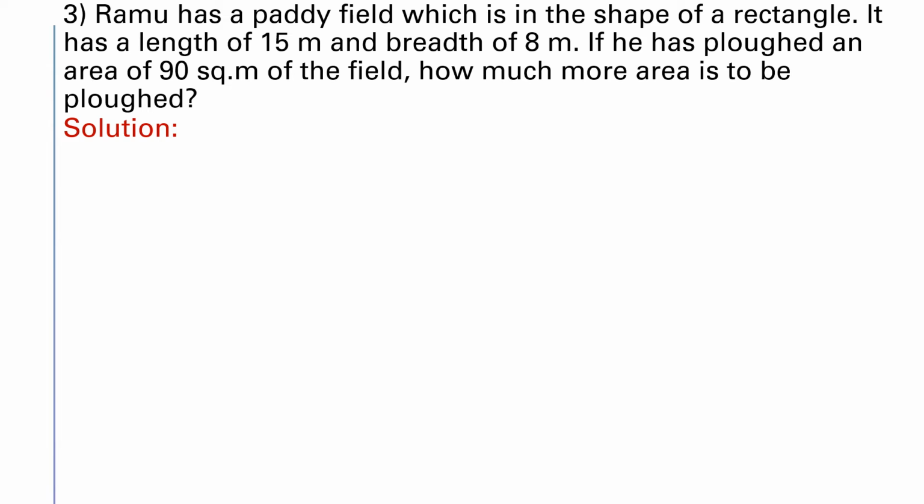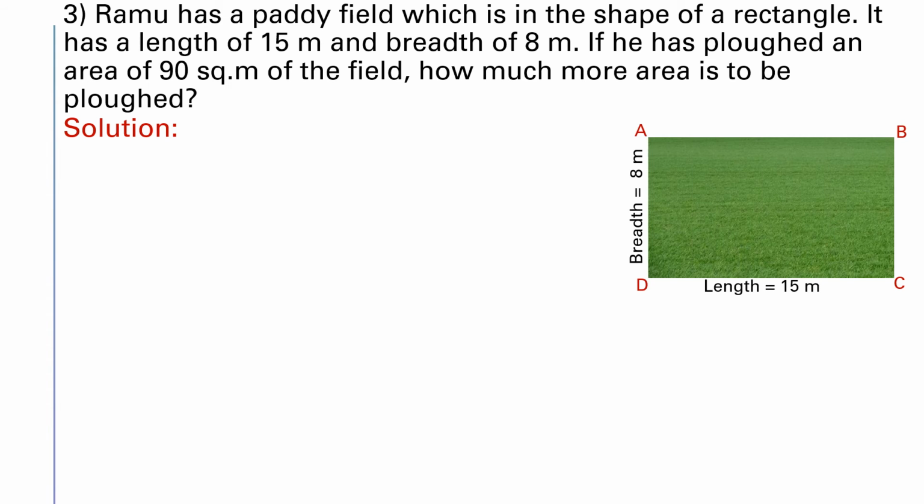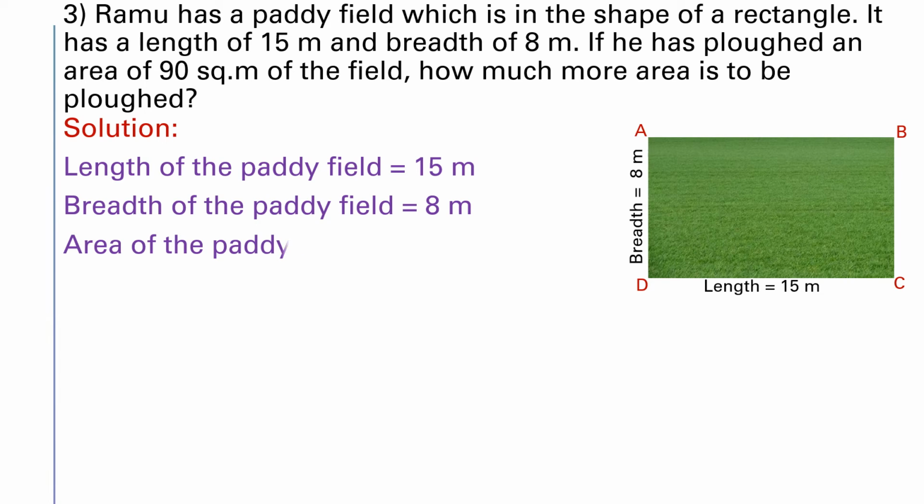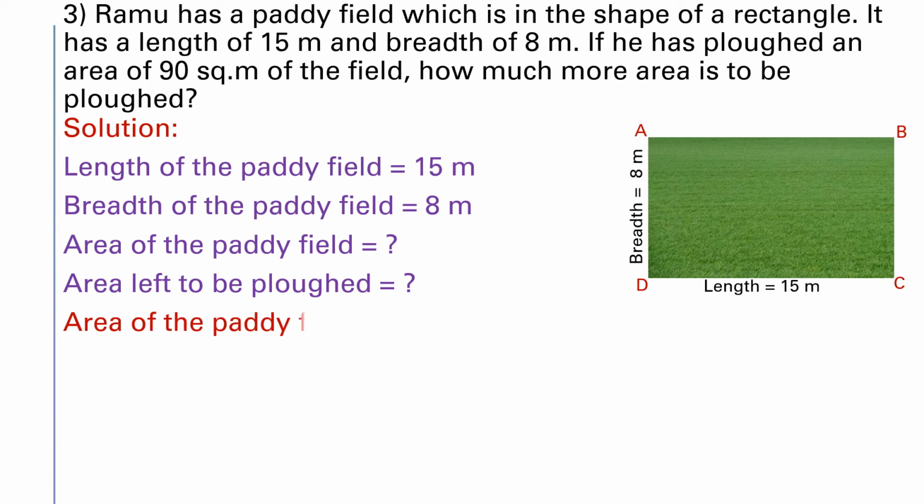How? Let's see. Suppose ABCD is a paddy field. Length of the paddy field is equal to 15 meters. Breadth of the paddy field is equal to 8 meters. Area of the paddy field we have to find out and area left to be plowed we have to find out.